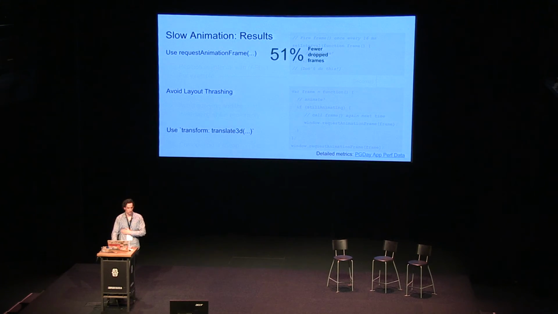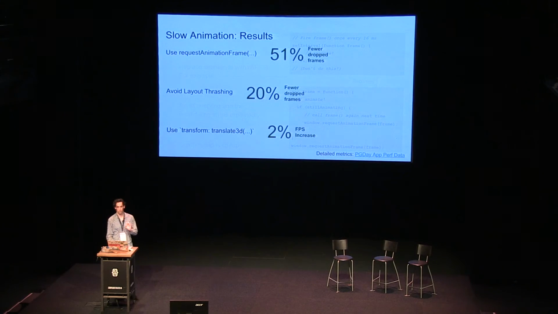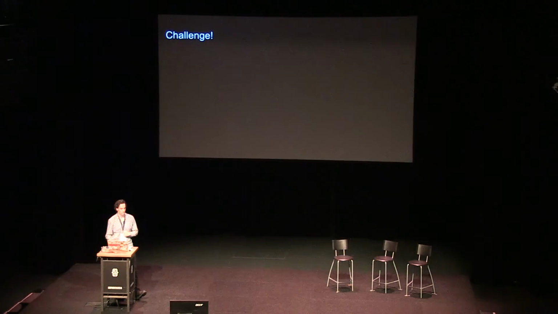How did we do? With request animation frame, we had 51% fewer dropped frames. By avoiding layout thrashing, rewriting our code a bit, 20% fewer dropped frames, and with translate 3D, we had a 2% frame per second increase as well. So big gains that you can have, and I find it so cool that you can actually meter those gains, see your improvement over time.